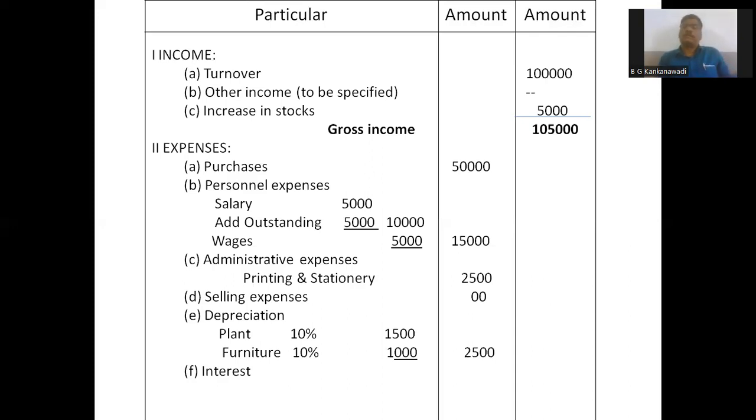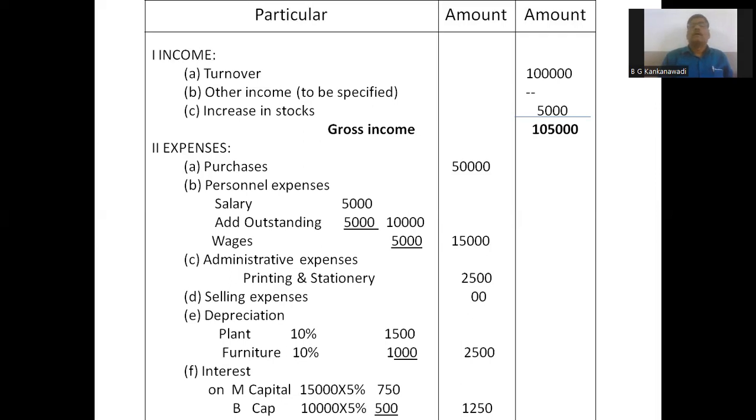Next item is interest. Interest paid to lenders, interest paid to banks, those types of items are not given in the problem. Only one item is there, that is connected with partners' capital. So you calculate interest on partners' capital. First partner is Mavi. Mavi's capital is 15,000. 15,000 at 5% is 750. Then Bahubali's capital is 10,000. On 10,000, 5% means 500. So total interest on capital is 1,250.